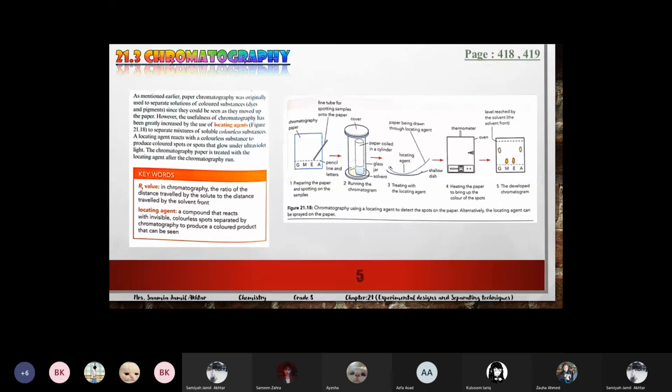And on the next page, 419. Okay, 418, 419. Here definitions are written, RF value, and there is the word locating agent. This is the last term, which is important. Locating agent.